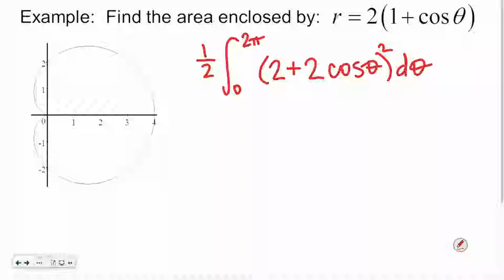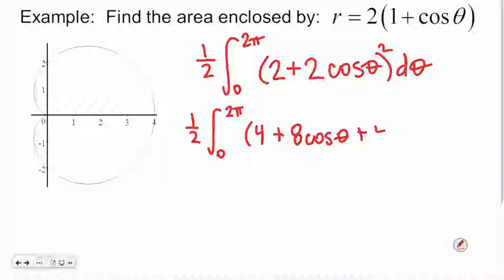So in order to do this integration, what are we going to have to do first? Multiply it out. So 4 plus 8 cosine theta plus 4 cosine squared. Foil. It's foil.